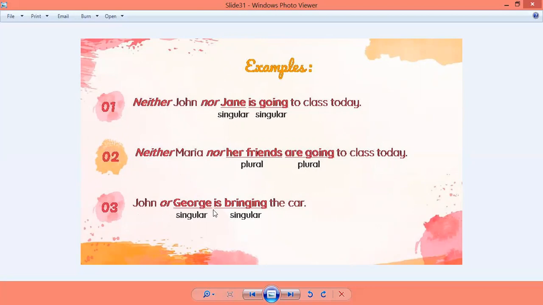John or George is bringing the car. या तो जॉन कार ला रहा है या फिर जॉर्ज कार ला रहा है. जॉर्ज over here is singular and hence हमने यहाँ पे is bringing लिखा है. Are नहीं होगा because after or, जॉर्ज मतलब सिंगुलर is used.